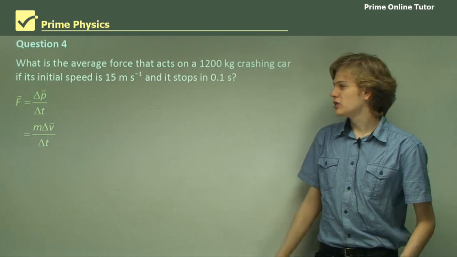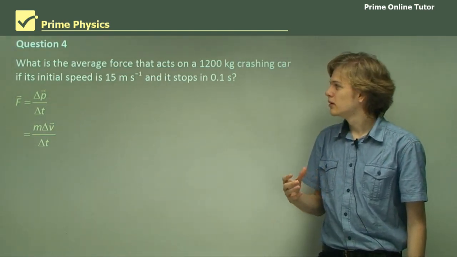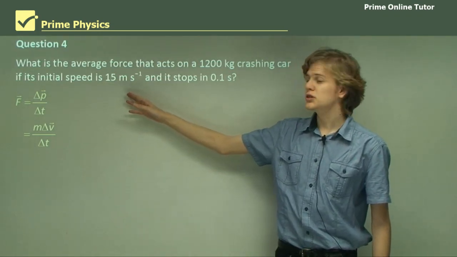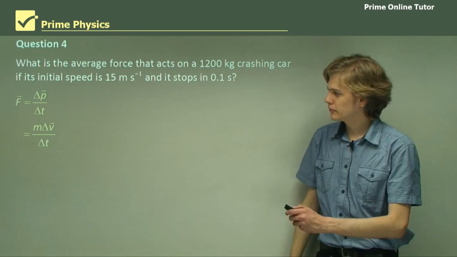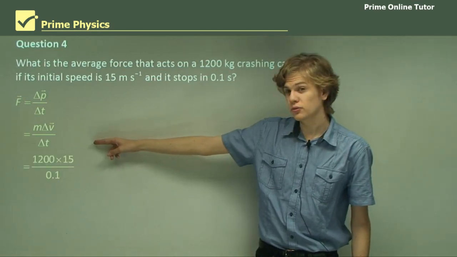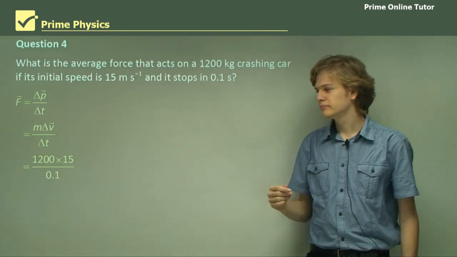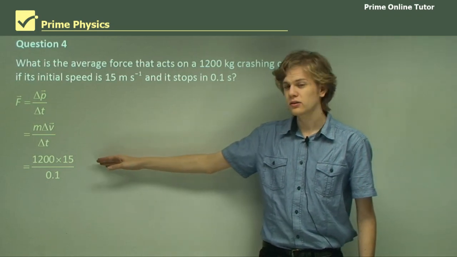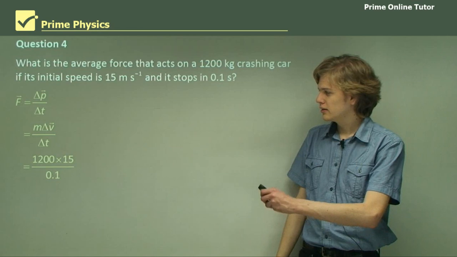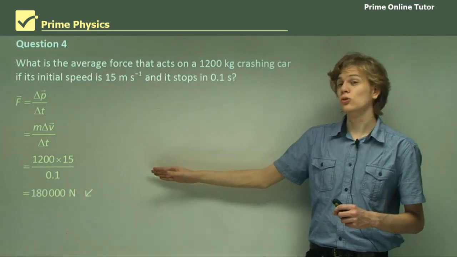That's going to be the same as m times the change in v, because m won't change. So all we need to do is look at the change in velocity. It's going to be 15 meters per second to 0. Substitute in those numbers. Mass is 1,200. Change in velocity is 15 meters per second. And the time over which we stop is 1/10 of a second. That gives us an answer of 180,000 newtons. That's a lot of force.